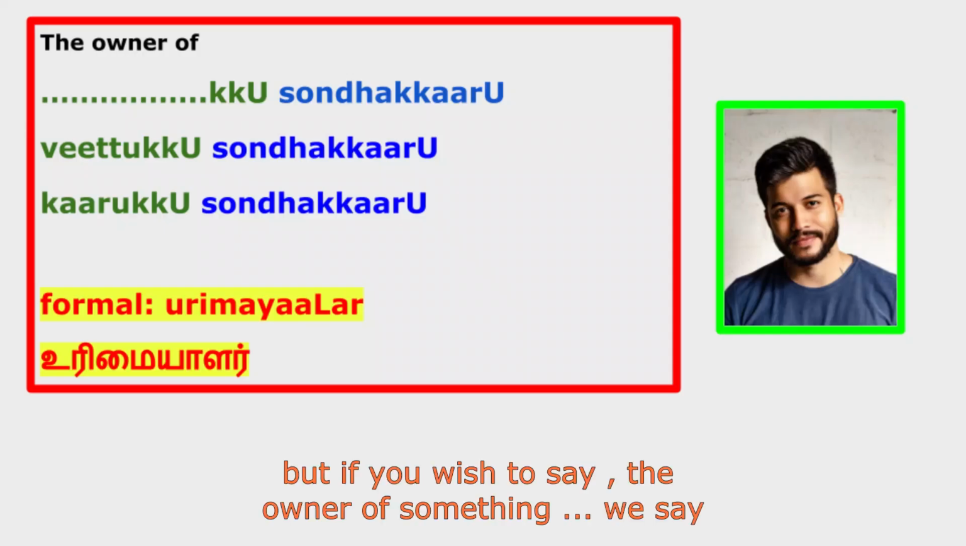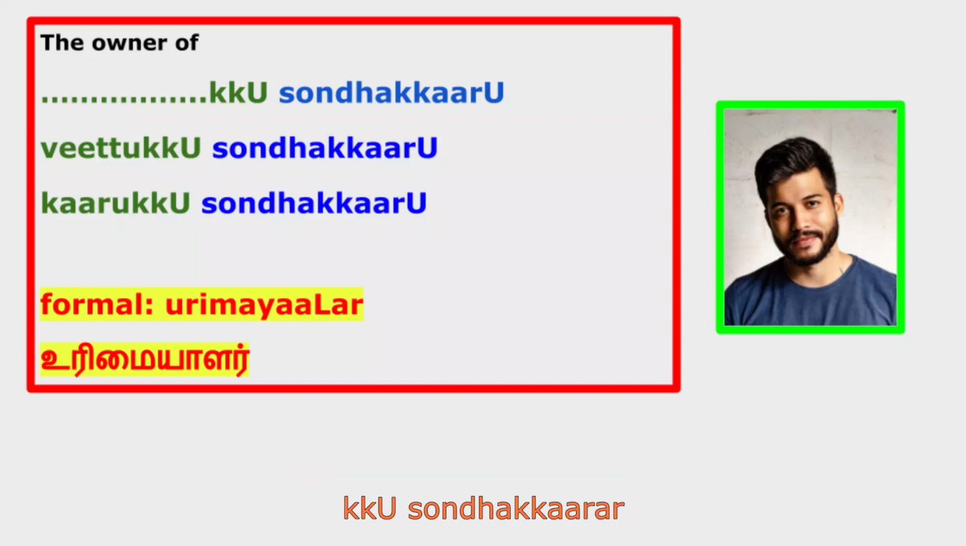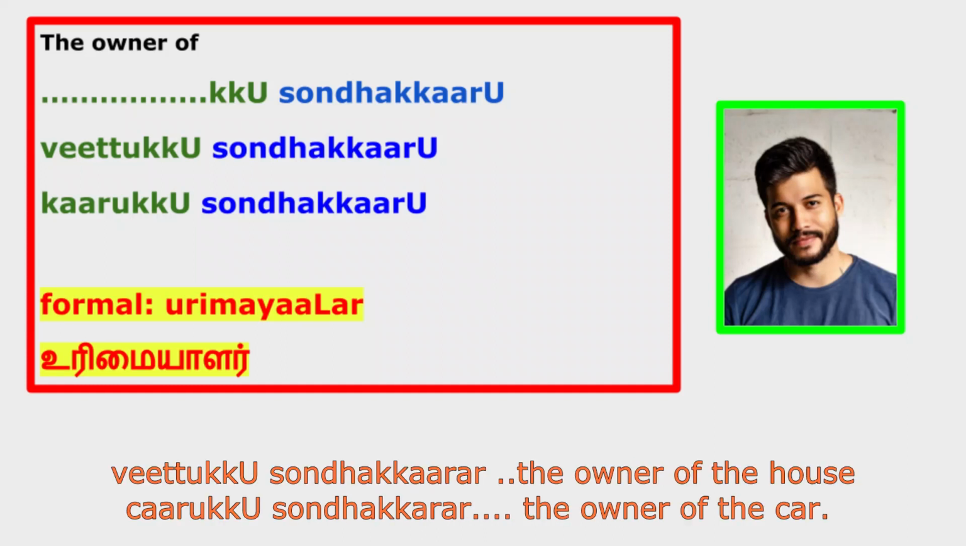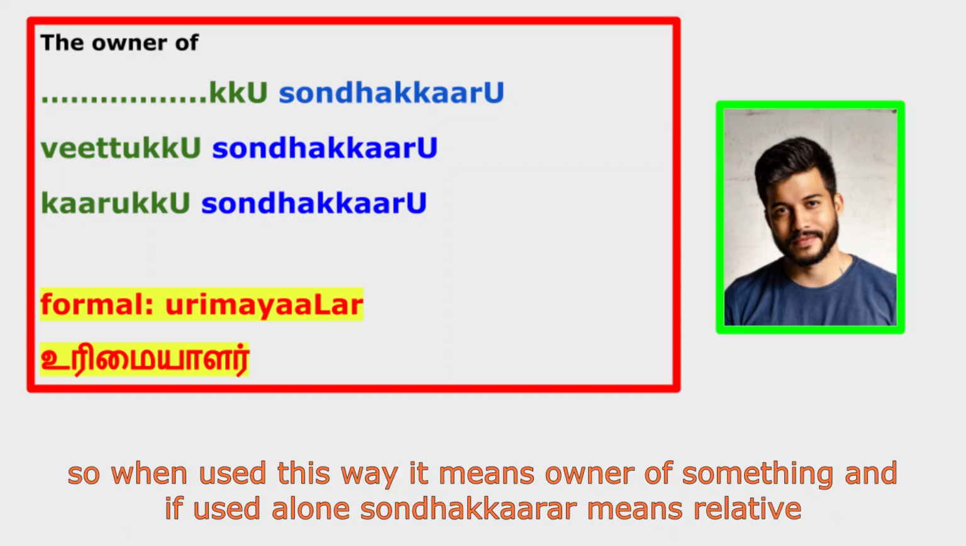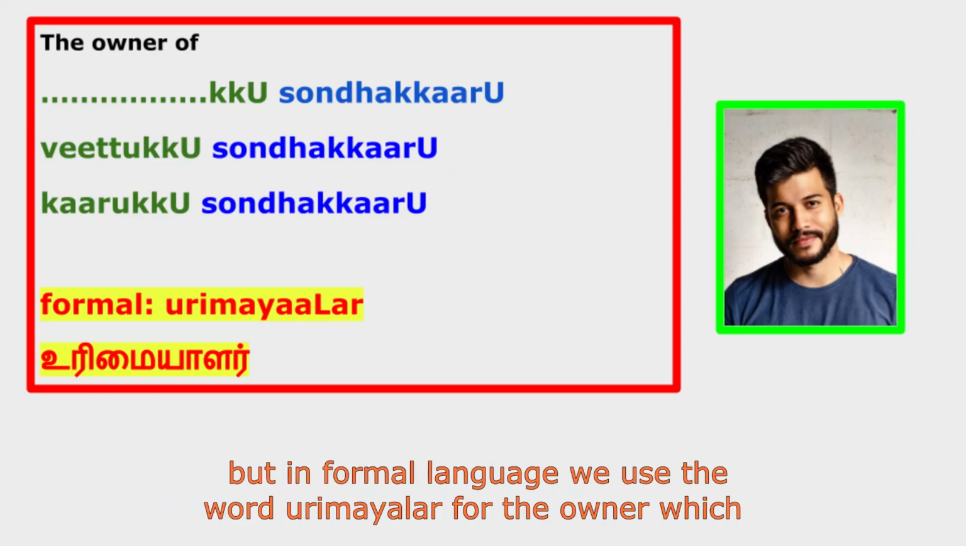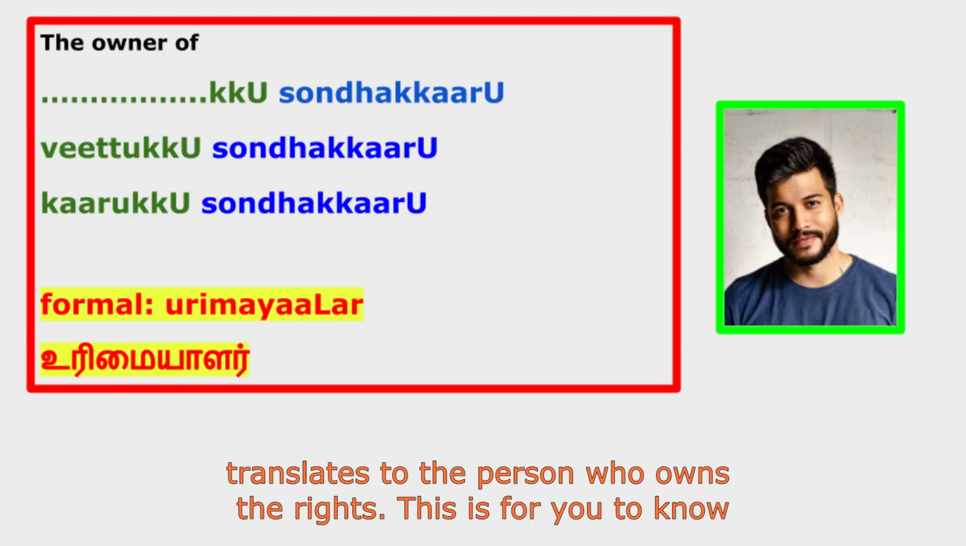But if you wish to say the owner of something, we say ku சொந்தக்காரர், such as வீட்டுக்கு சொந்தக்காரர், the owner of the house. காருக்கு சொந்தக்காரர், the owner of the car. So when used this way, it means owner of something. And if used alone, சொந்தக்காரர் means relative. In formal language, we use the word உரிமையாளர் for the owner, which translates to the person who owns the right to something. This is for you just to know.